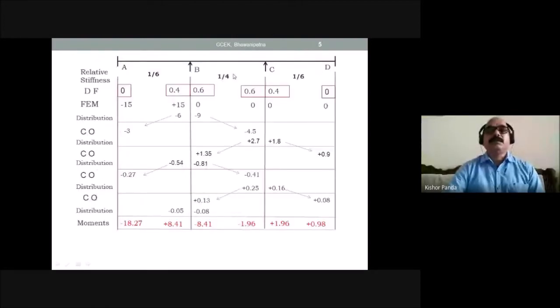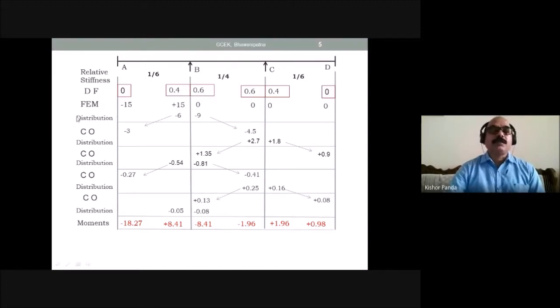So here ABCD. This is the relative stiffness of the members: AB 1/6, BC 1/4, CD 1/6. You write first the relative stiffness of the members, then write the distribution factors: RAB is 0, RBA 0.4, RBC 0.6, RCB 0.6, RCD 0.4 and RDC 0. Then you write the fixed end moments. Already you got MFAB -15 and MFBA +15, and for MFBC, MFCB, MFCD and MFDC there is no load, so the moment is 0 here.